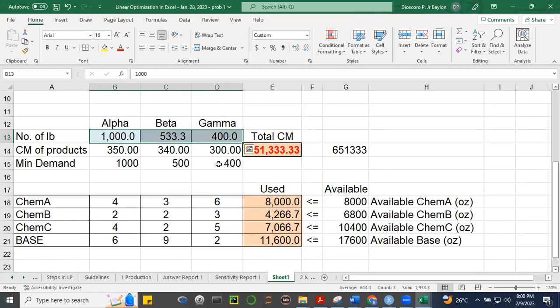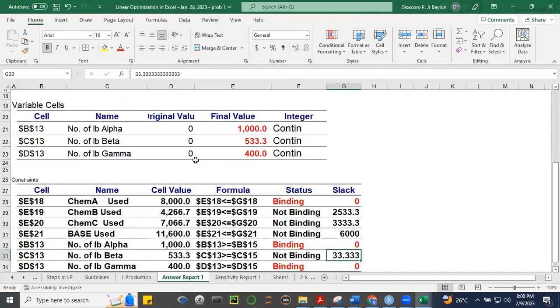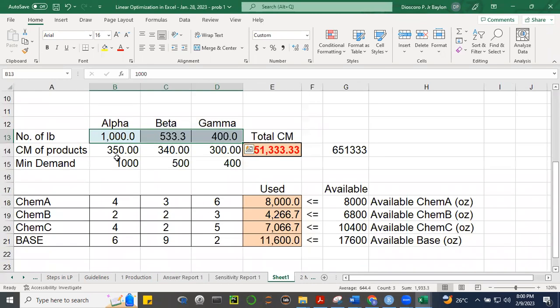Let me delete this. Kasi pag hindi ko i-delete to, mangyayari sa answer report, magkakaroon ng original value. Ang original value natin, ito. No? Kasi I'm coming from this and then sinolver ko. If that's okay with you, then you don't have to remove the values in the decision variables. But to replicate what we did a while ago, I'm going to delete this. Okay, so this was our original problem.